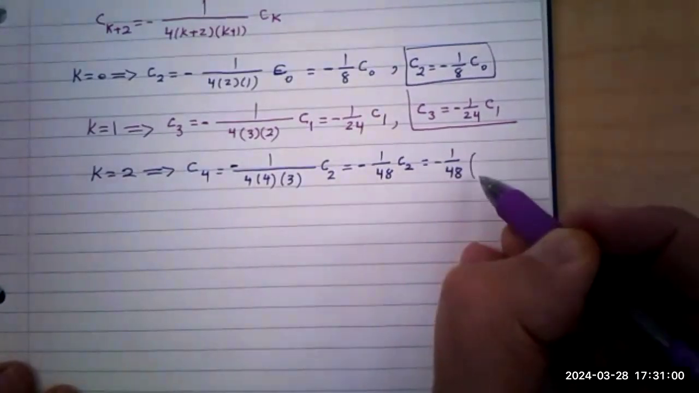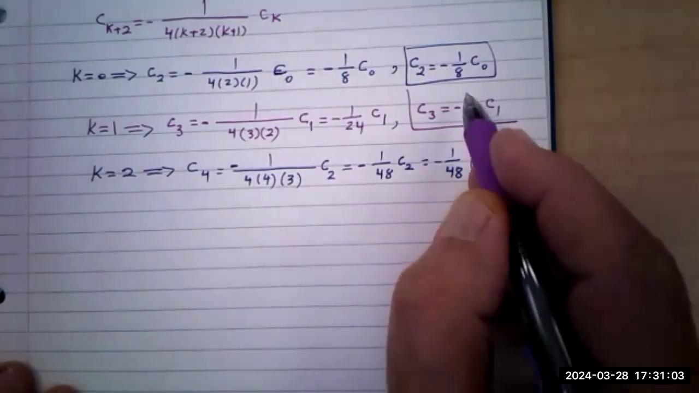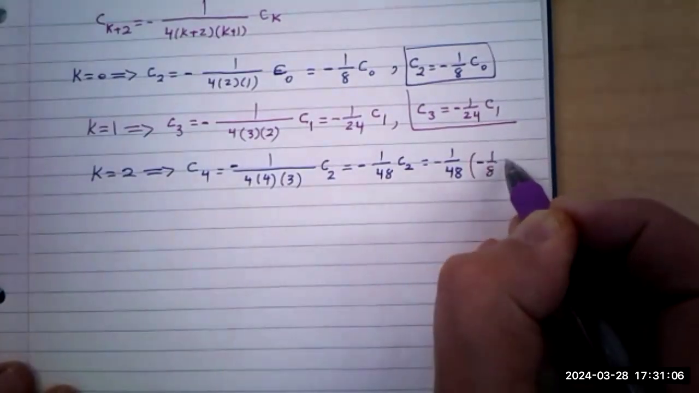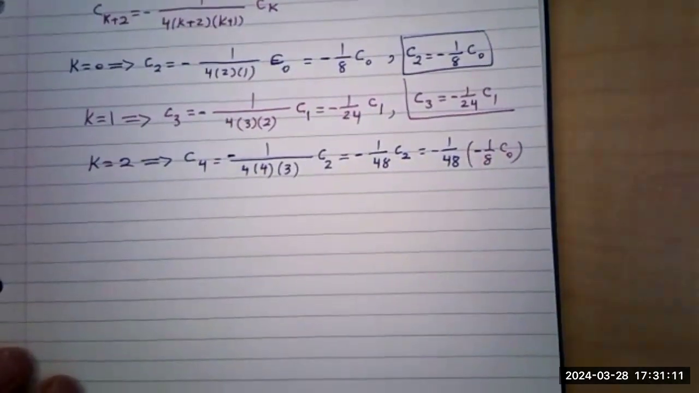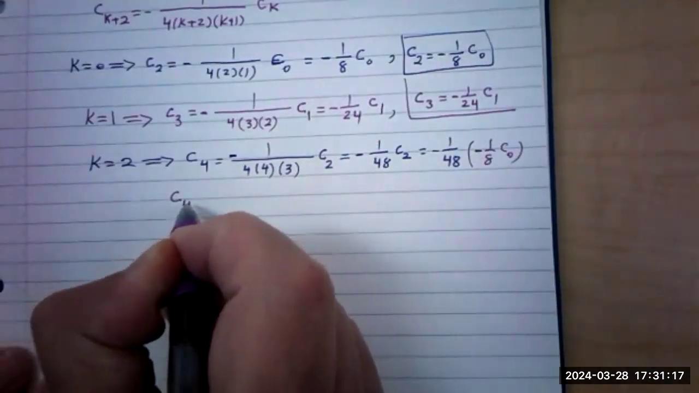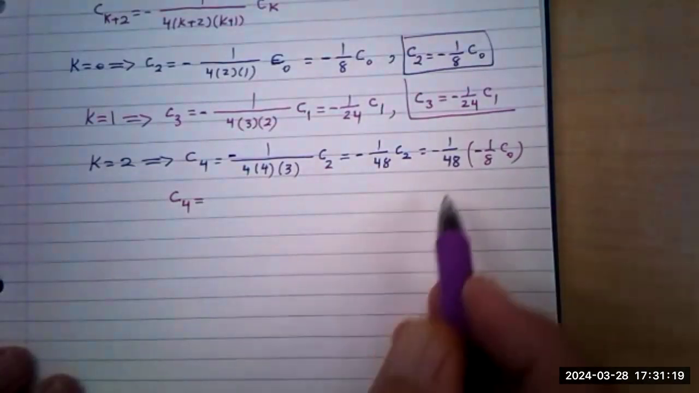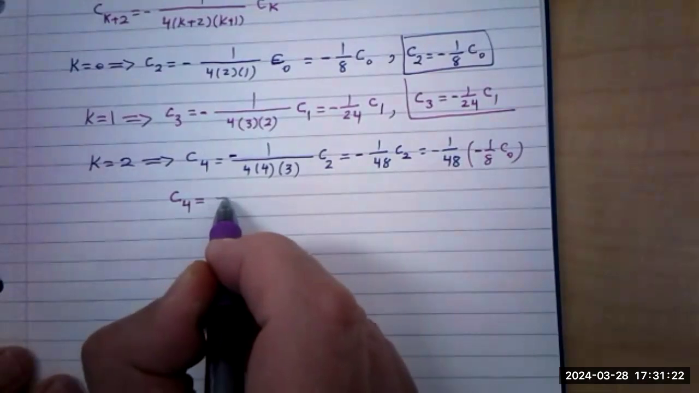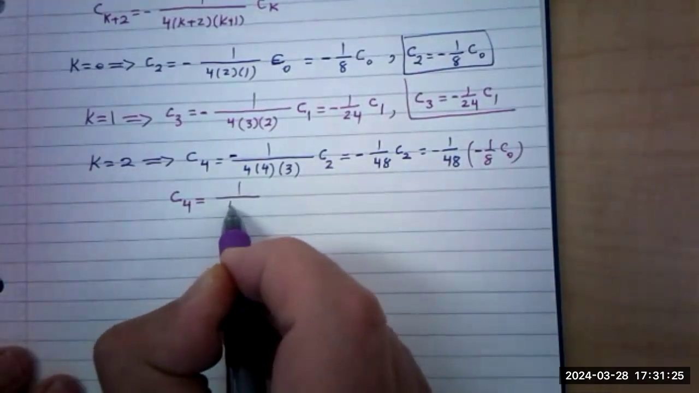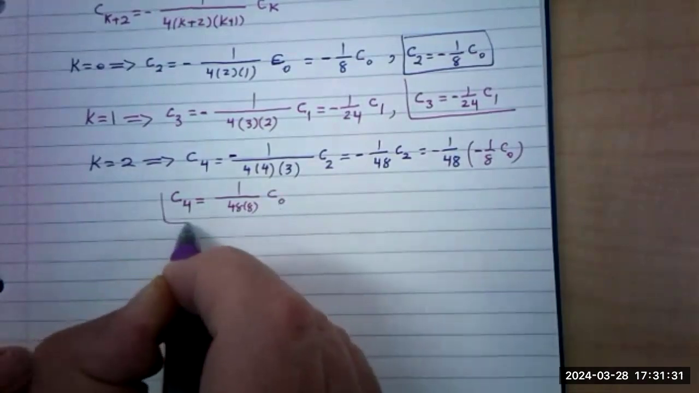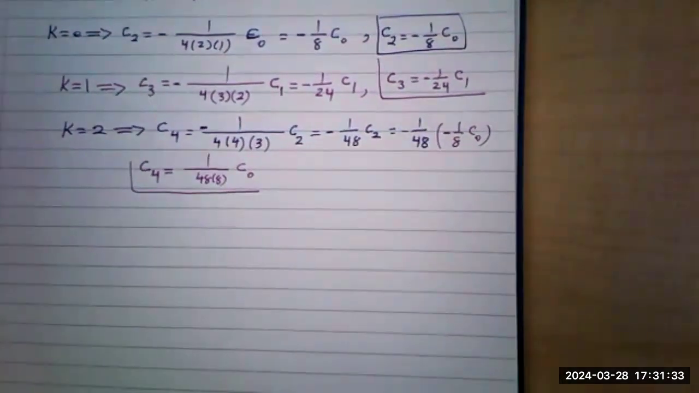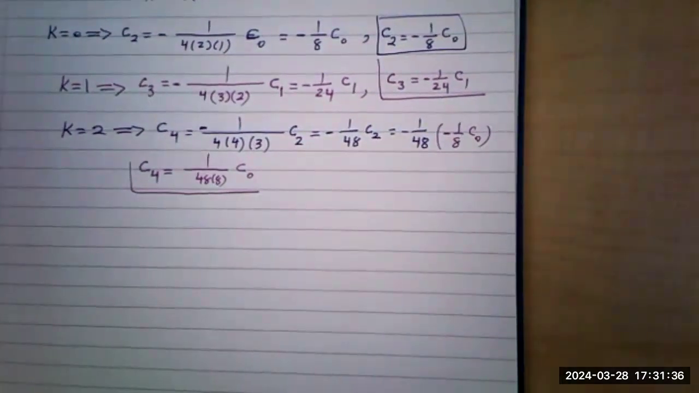And you already got the c_2, which is negative 1 over 8 c_0. So substitute for the c_2. If you put it together, that gives you c_4, which is going to be equal to, negative times negative will be positive, 1 over 48 times 8 c_0. So that's the situation that you're going to have if you just continue getting these numbers.